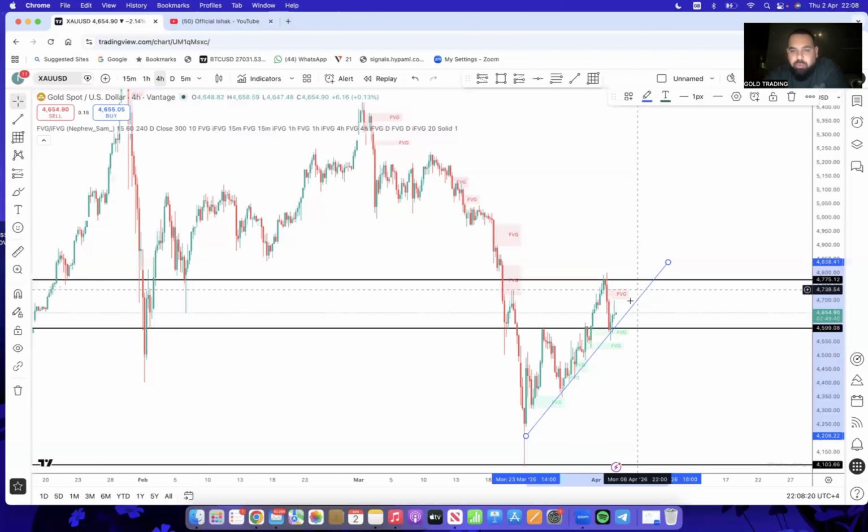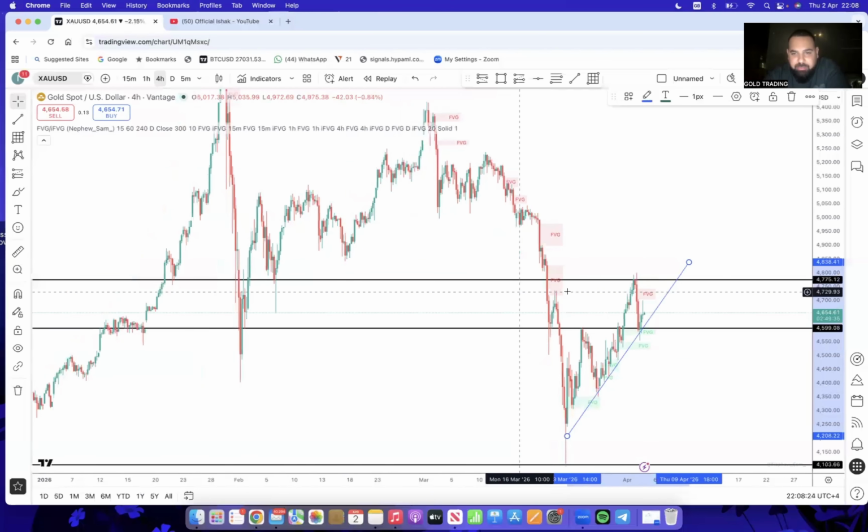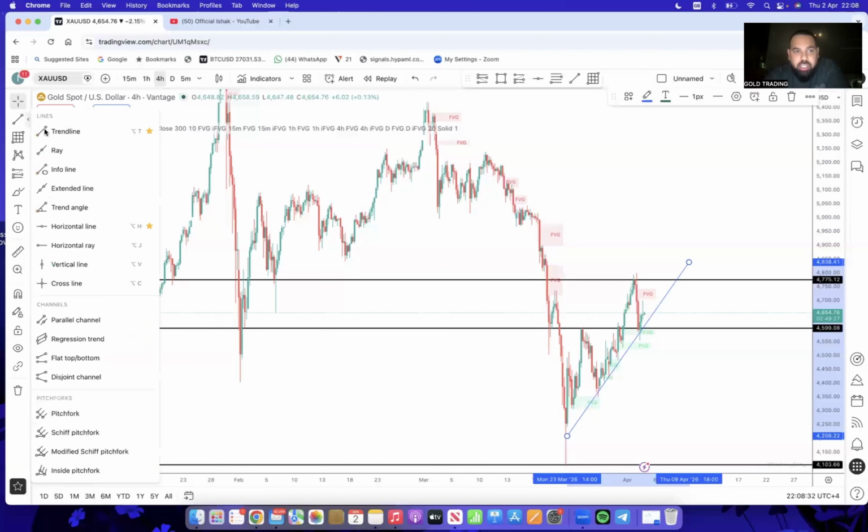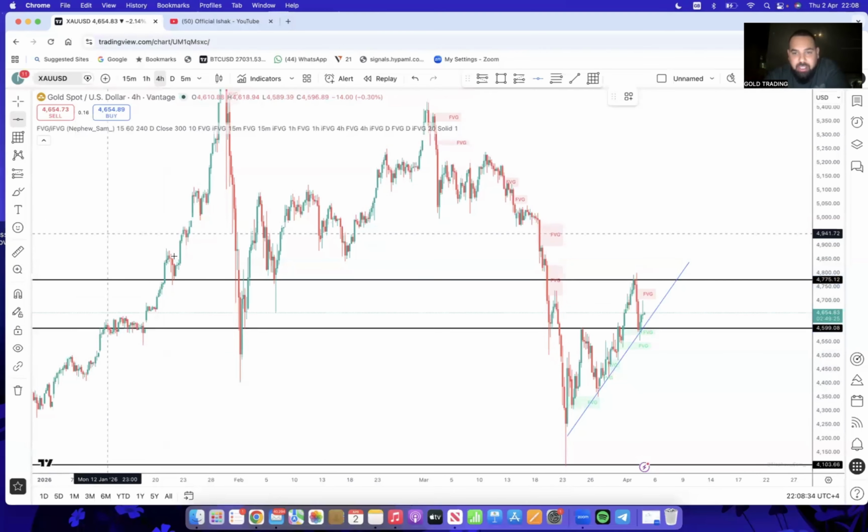Okay, cool. Now, while I'm here, I just want to see if there are any other areas between these two lines where I could expect a reaction. That's on the 4-hour, so I know it's quite strong and there's a likelihood of it going there. Okay, so let's have a look.